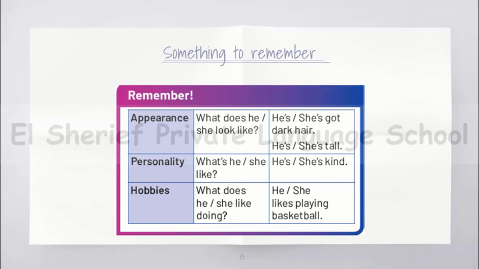So please note that when I want to ask about the appearance, I use do or does, the subject, and look like. But when I want to ask about personality, I say is or are, the subject, and like.